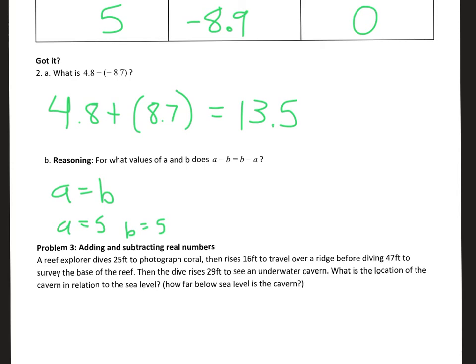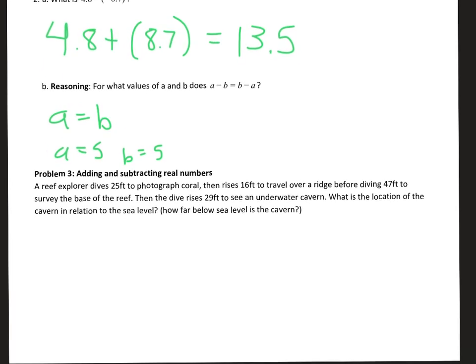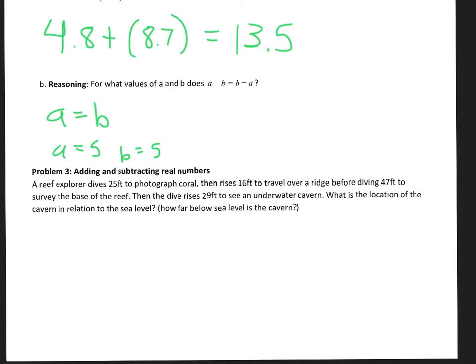So I got 13.5. And then for part B there, little tricky, little critical thinking. But what I thought of was if A equals B. Because if they equal each other, it's going to be 0 equals 0. So I think that would be any value where they equal each other is what I thought of instantly. So an example would be 5 and 5.